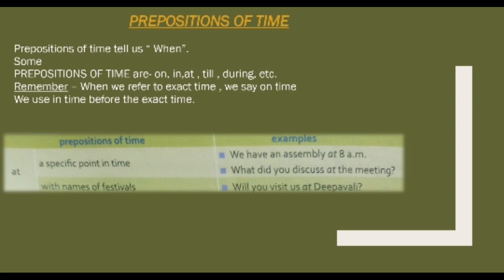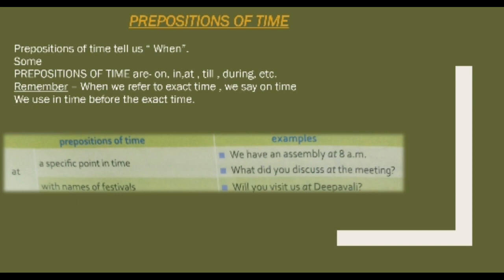Okay, so prepositions of time tell us when. Some examples you can say: at 8 o'clock, at night, at Diwali, in January, in winter, on Saturday. These all are telling us time. These are the prepositions of time which tell us when, कि कब हुआ है कोई work.